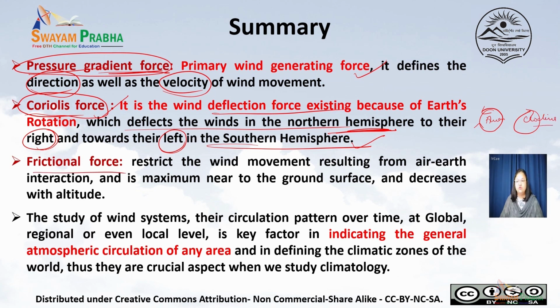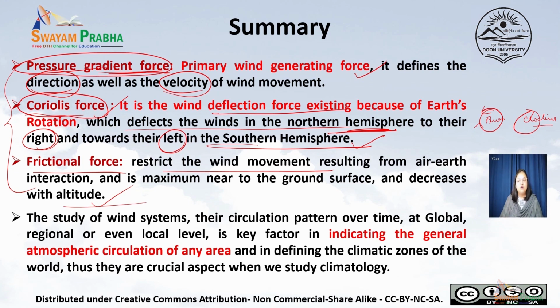Then you have frictional force or simply friction, which restricts the wind movement resulting from air-earth interaction. And this force is maximum near the ground surface while it decreases with altitude. So you have high speed wind circulation in the upper atmospheric region because of the low frictional force. So these are the primary forces which affect the wind circulation, wind generation.